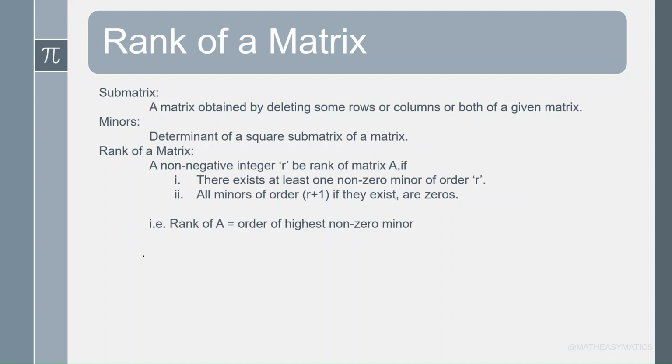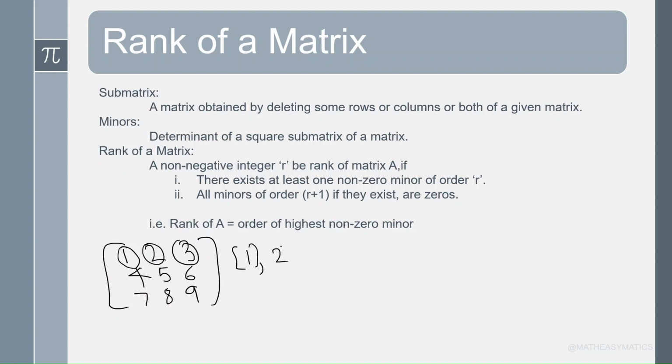So next, first is submatrix: a matrix obtained by deleting some rows or columns or both of a given matrix. Let's take the matrix 1 2 3 4 5 6 7 8 9. In this matrix, submatrices of order 1 will be each element of this matrix. So 1, this will be submatrices of order 1.